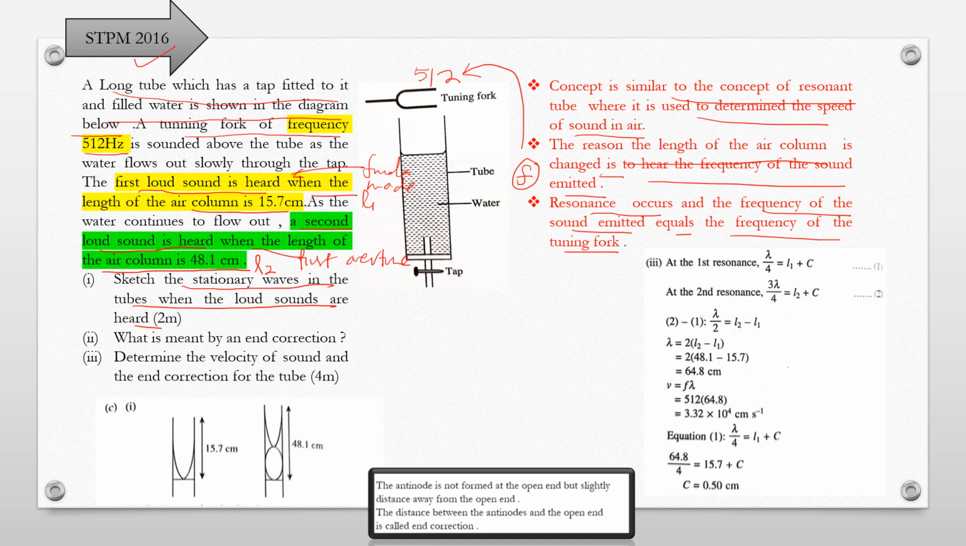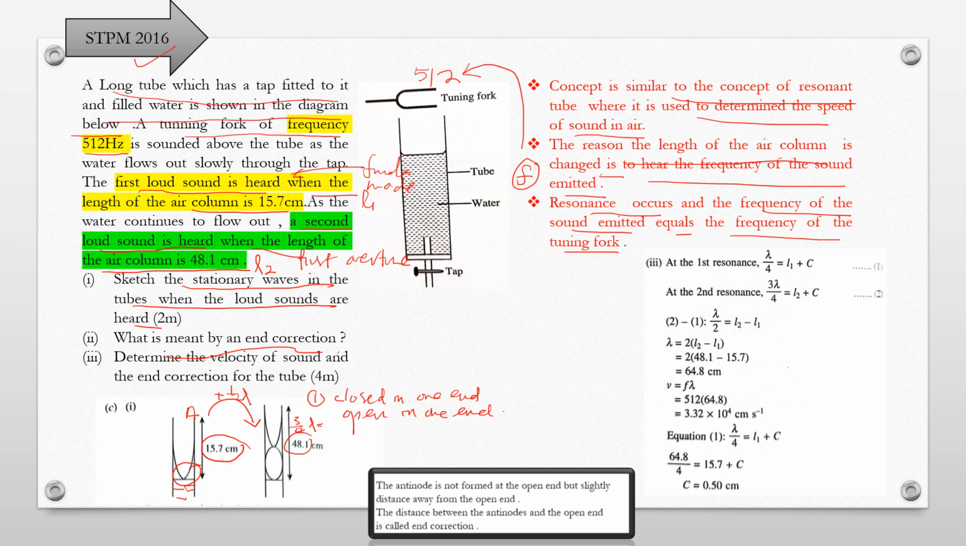The first one is the fundamental mode. Now remember this first thing, this is open at one end and closed at the other, or we say an air column open at one end. Here is the node, this is water, and this one is the antinode. So the length of the air column is 15.7. Then for the next one, the second loud sound, you add half lambda, so this will be 3 over 4 lambda equals this. But remember this one has end correction. What is meant by end correction?